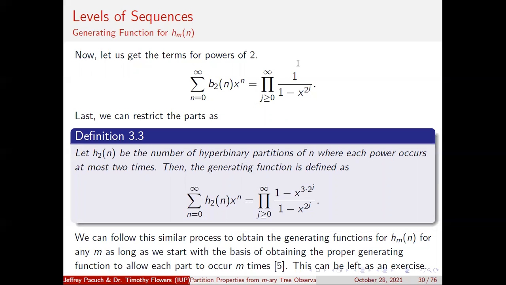So this is really unique because we can find this for any generating function, for any power, for any m. You would just have to change the coefficients of 3 times 2 and 2. So that way you can make sure that if you're doing 4 or 5, the powers occur at most a certain number of times.